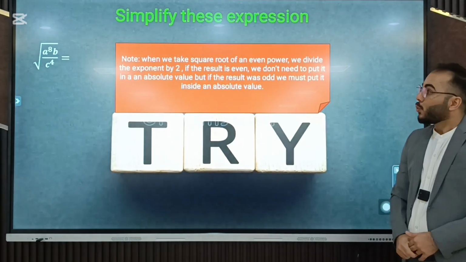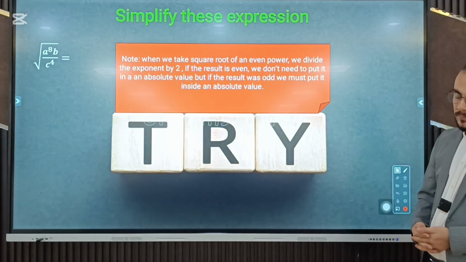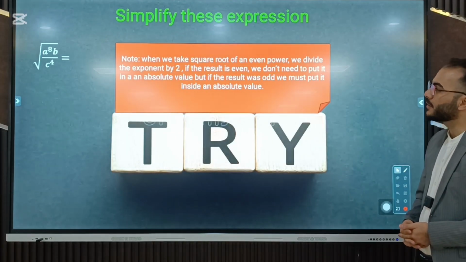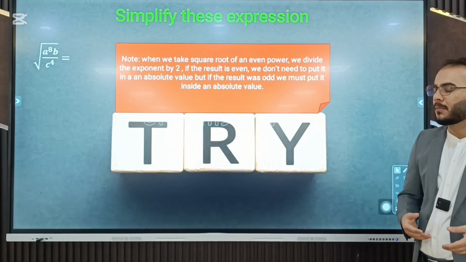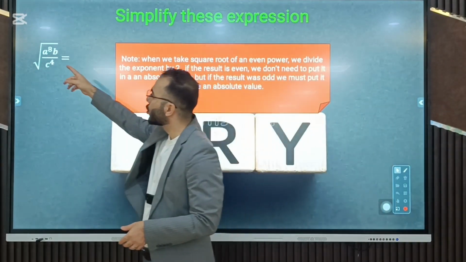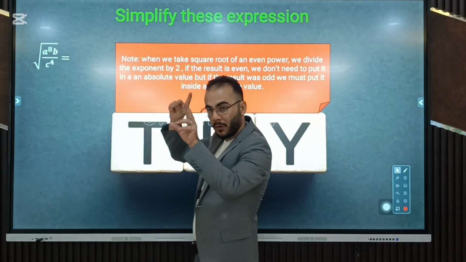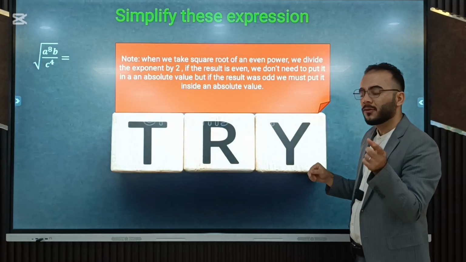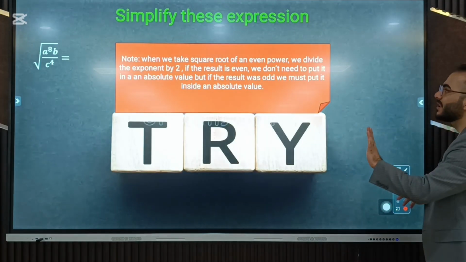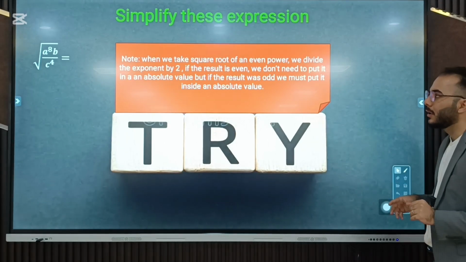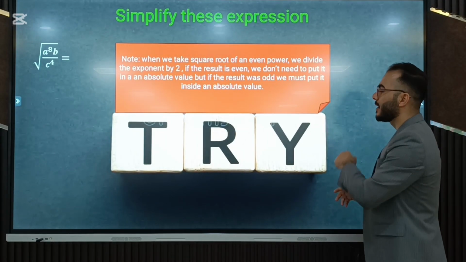Yes. When we take the square root of an even power, we divide the exponent by 2. Why do we divide it by 2? Because the index of the square root is 2. The starting index is 2. Don't forget this one. This is the reason that we divide it by 2. If the result is even, we don't need to put it in an absolute value. But if the result is odd, we must put it inside an absolute value.